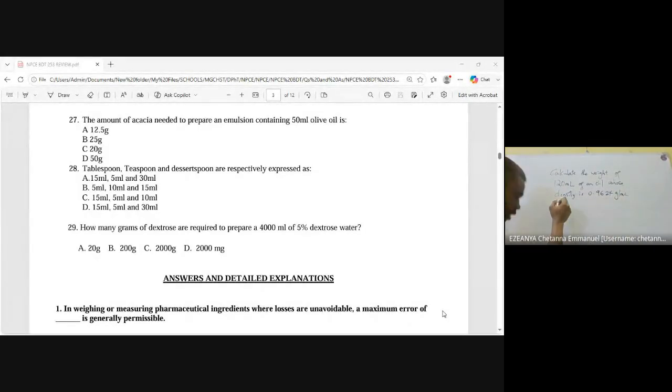Option A, 115.5 gram. Option B, 11.55 gram. Option C, 1.155 gram. Option D, 115.5 gram. What is the answer?